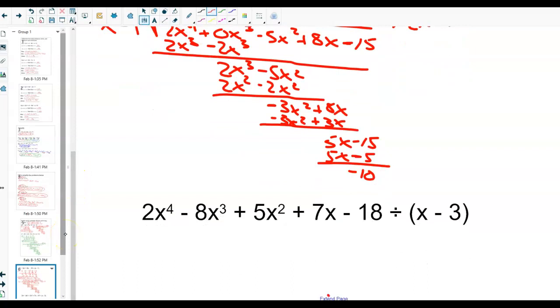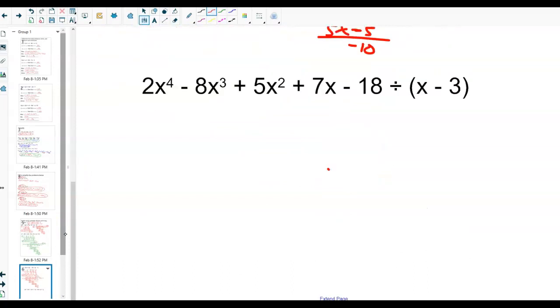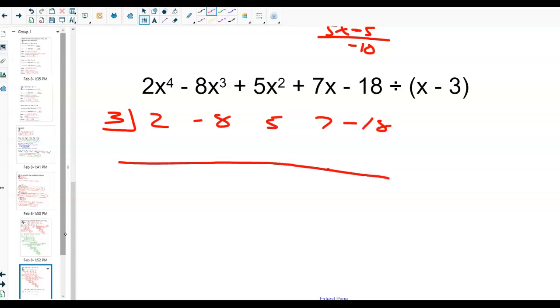The last one I'm just going to do synthetically, so we have time to go over the sum and difference of 2 cubes. 2, negative 8, 5, 7, negative 18. Drop the 2. It's 6. That's negative 2. Negative 6 and 5 is negative 1. Negative 1 times 3 is negative 3. That leaves me with 4. 4 times 3 is 12. That leaves me with a negative 6.